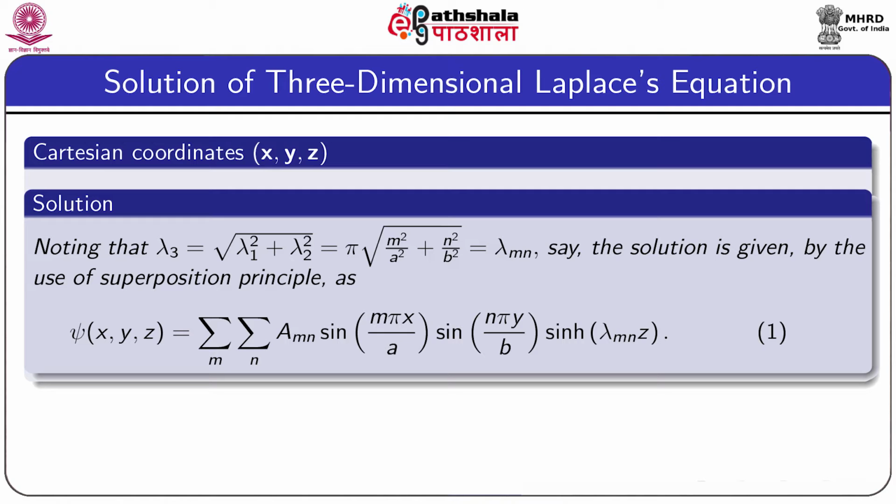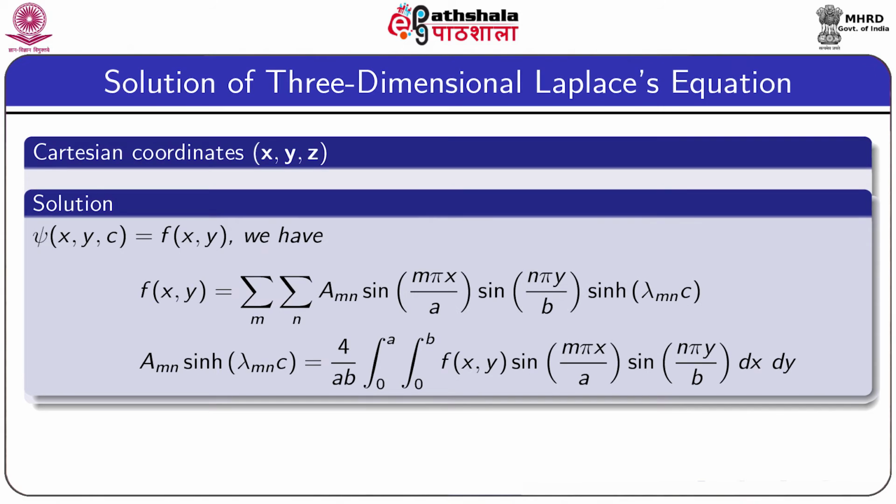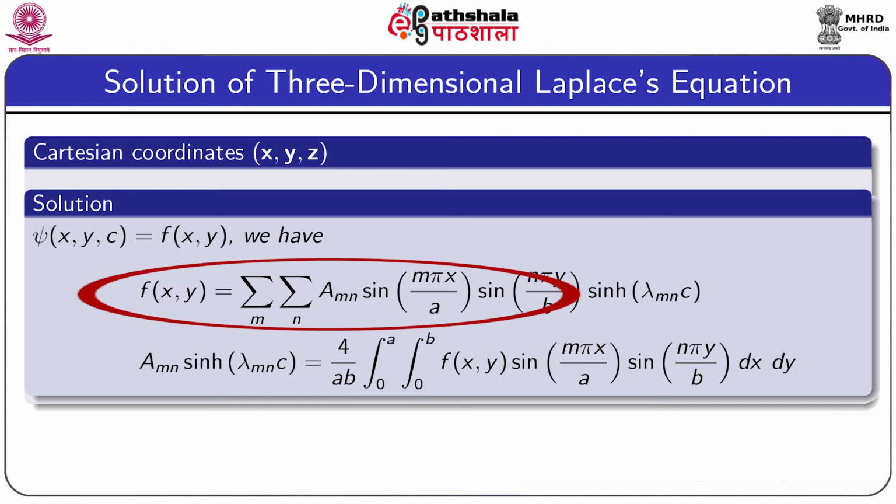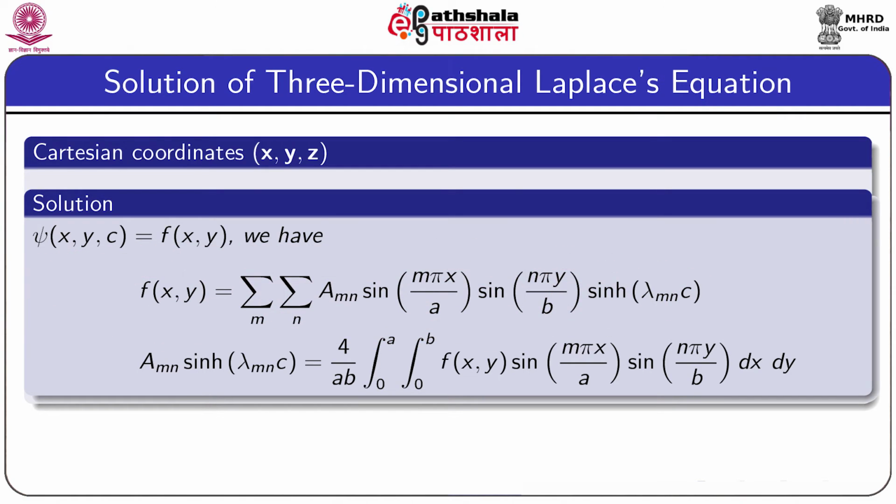Now, you have to remember that there is one boundary condition left. To satisfy that boundary condition, which is psi(x, y, c) equals f(x, y), if we apply it to our solution written here, we get f(x, y) equal to the sum over m, sum over n, A_mn into the expression given here.